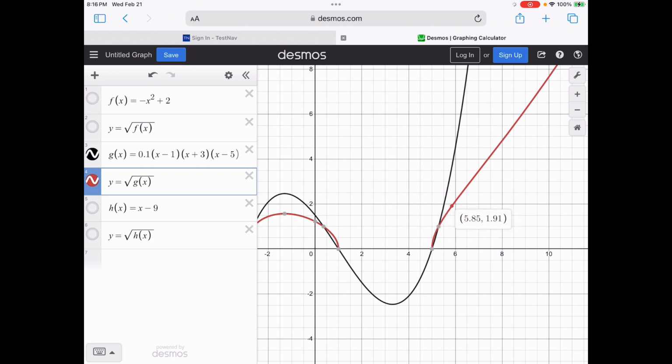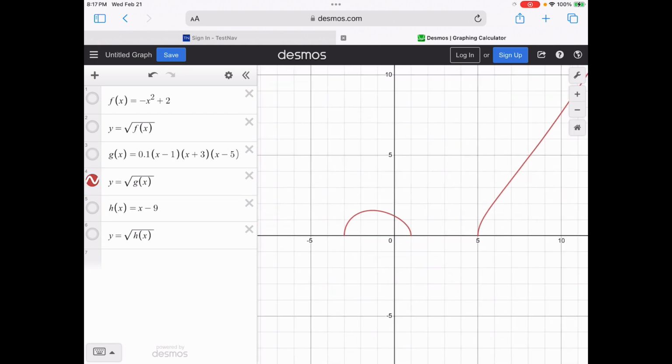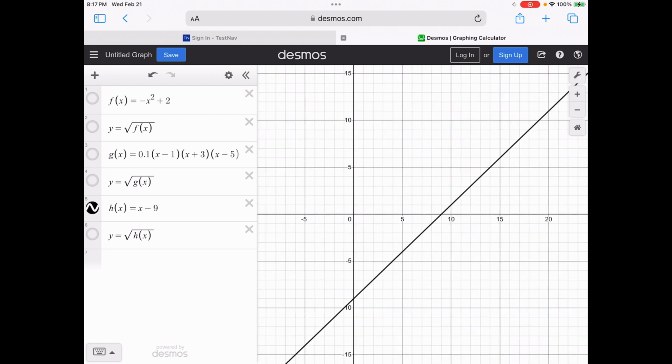Okay, whoops, sorry. I had my pointer in the wrong place. There, right? Where y was 4, y is now 2 on the square root of that function. Okay, pretty cool. One more here. Let's look at a linear one. We saw a linear one. There's y equals x minus 9. Here is the square root of y equals x minus 9.